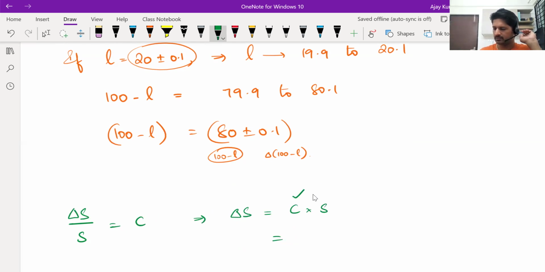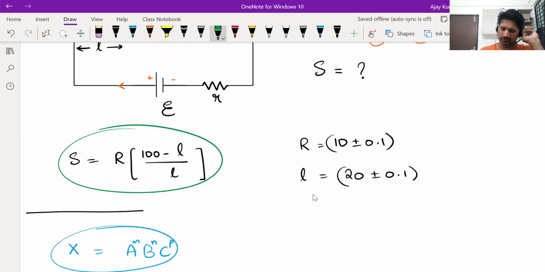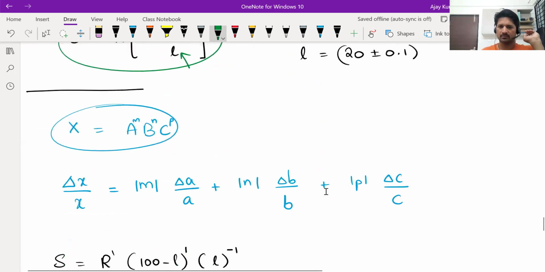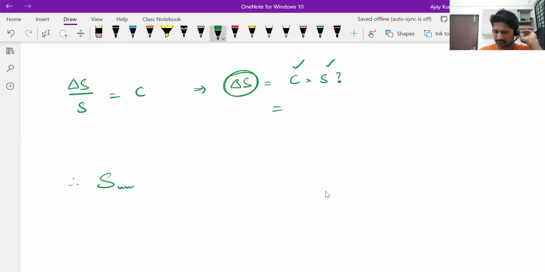C we calculated. What is the true value now? For true value, you use the formula as it is. Substitute R, substitute L 20. You can tell the unknown resistance S. Okay. Put that unknown resistance here. You will get the error in resistance, and therefore finally you report the unknown resistance like this: the true value that you calculated plus or minus the error that you found out.